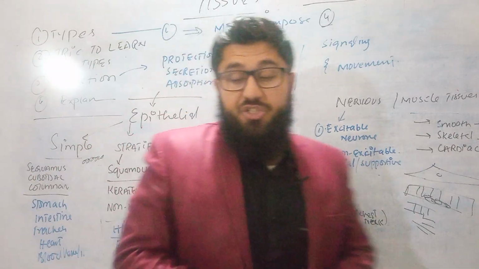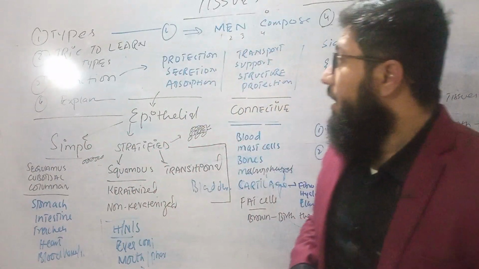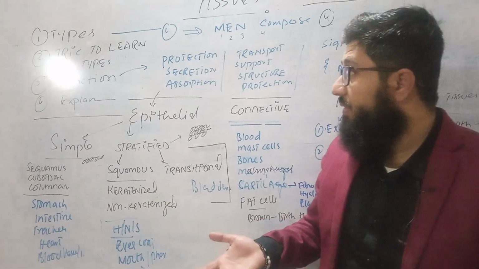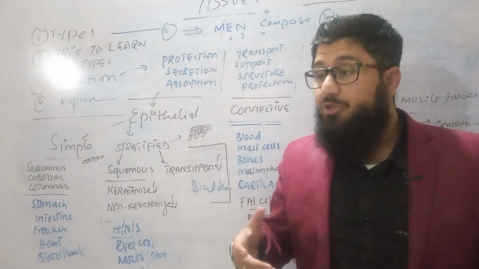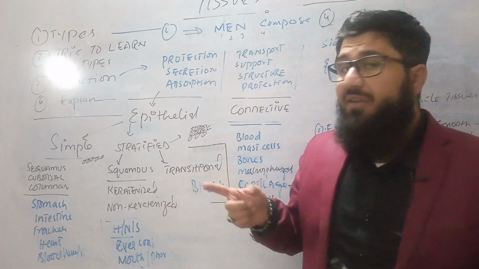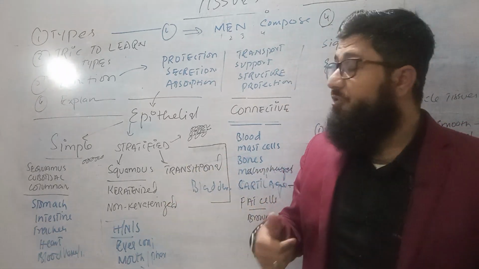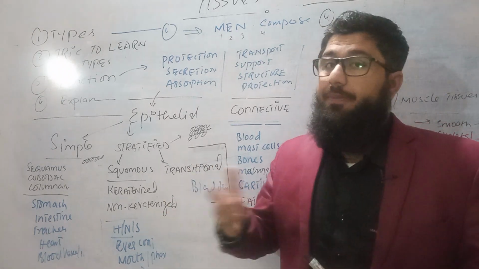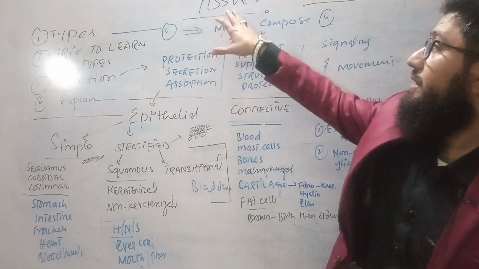The topic of today's discussion is about the tissues. First of all, I will define tissues, then I will tell you about the types of tissues in the human body, then I will tell you about the trick to learn the types of tissues, then we will talk about the functions of the tissues, and then we will talk in detail a little bit about all the functions and types.